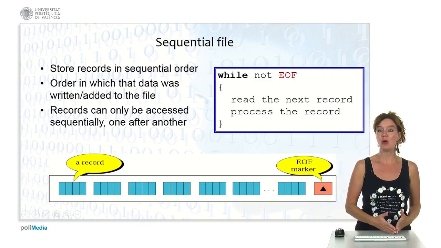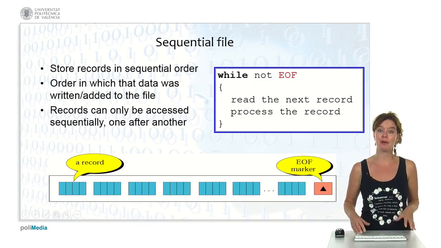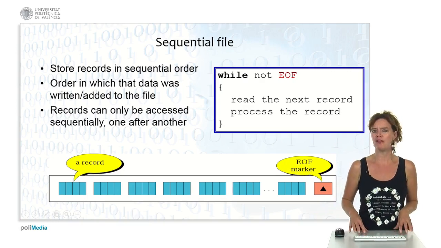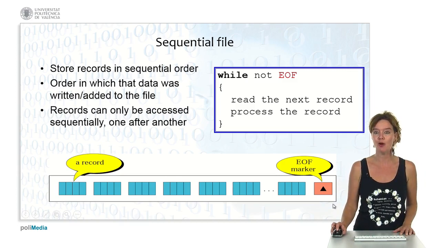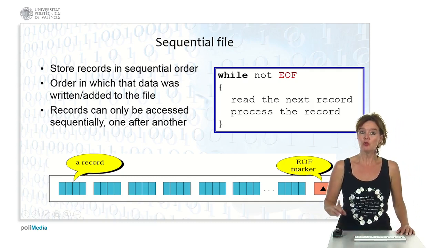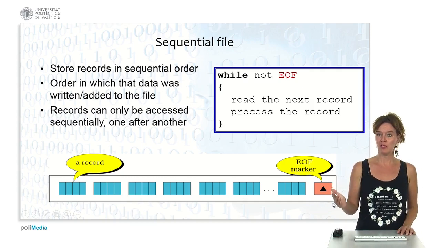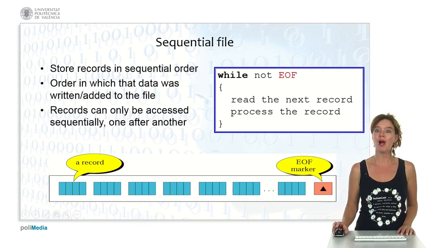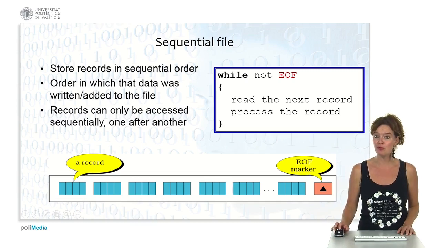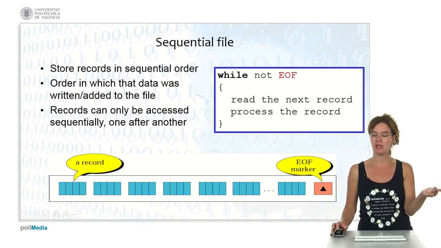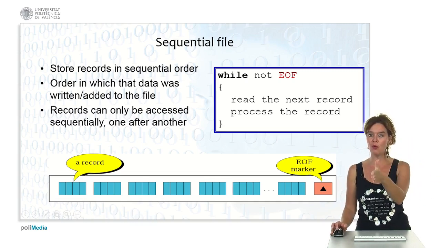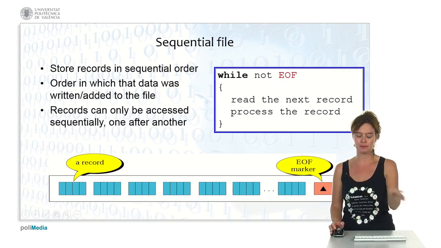Sequential file representations are also characterized by the fact that they have an end of file marker, as you can see here on the slide. An EOF marker indicates this is the end of the file. There are no more records to be found after that. To process a sequential file, we can use, for example, a while loop: while we have not reached the end of the file, we read the next record and process it. That's the way we can go through the whole file in a sequential way.